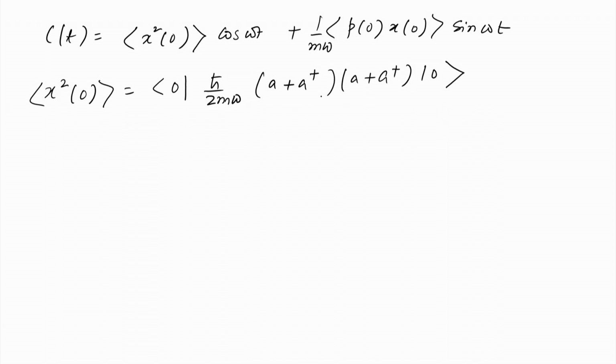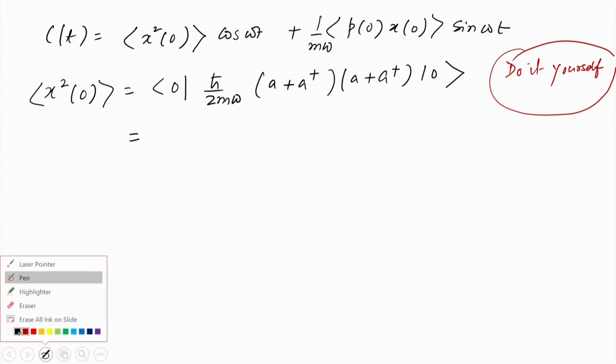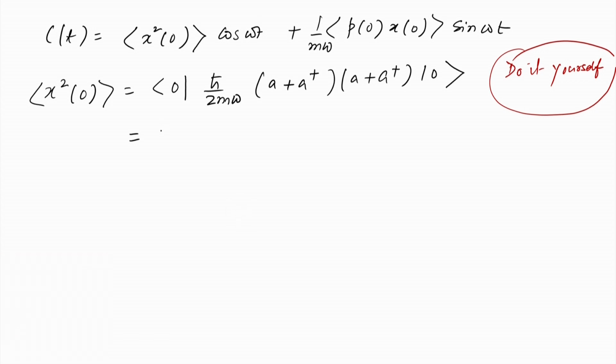So, even the A dagger A terms become equal to 0 because A acting on 0 will give 0. So, the only term that is non-zero here, this you have to work out. So, I gave you a hint. So, do it yourself in order to gain confidence on this. So, the only term that is non-zero is h cross by 2 m omega, 0 A dagger 0, and that is the only thing that is non-zero.